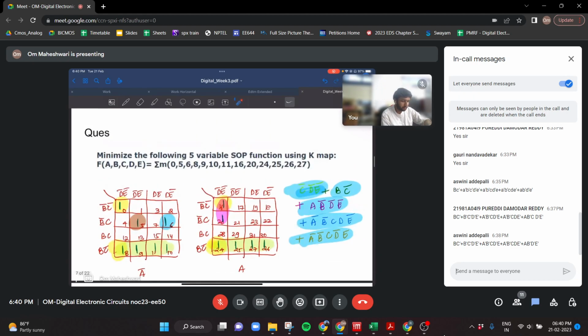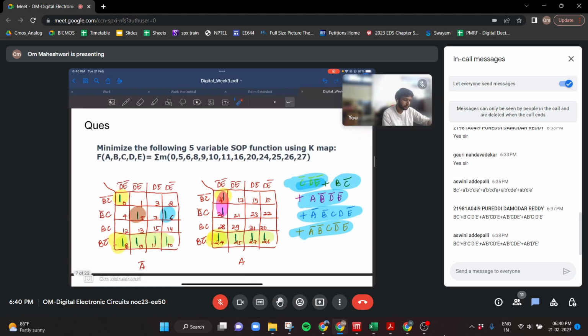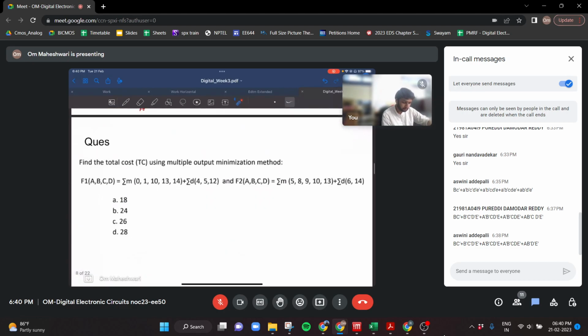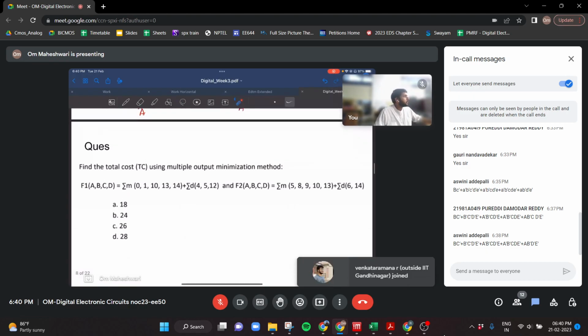Okay. Anyways, it's good to see that you are able to solve this. So let us move on to the next question. The next question is: find the total cost using the multiple output minimization method. Okay, so let us see this question.